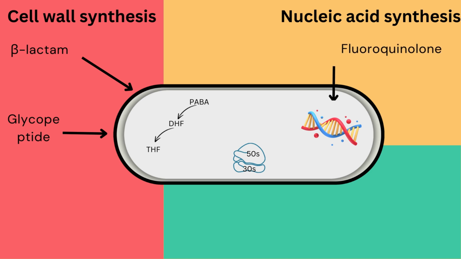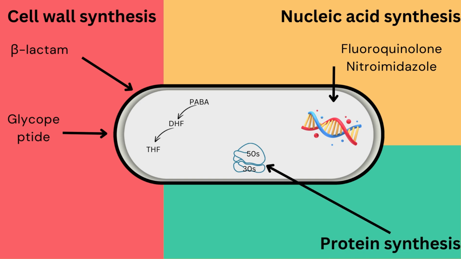Fluoroquinolone inhibits DNA gyrase and topoisomerase enzymes, which are necessary for DNA replication. Nitroimidazole also inhibits the DNA synthesis, causing the bacterial cell death. The third mechanism of action is on protein synthesis of the bacteria.